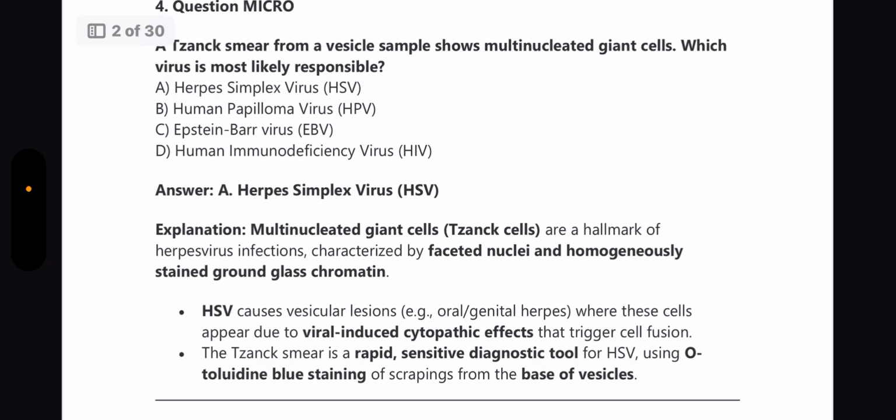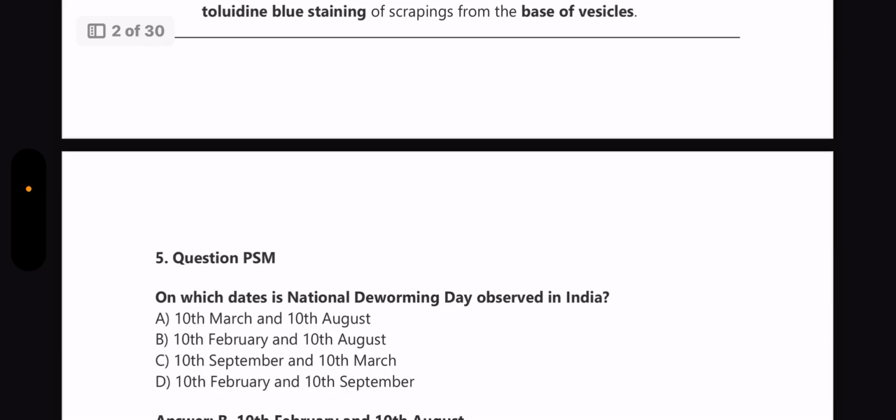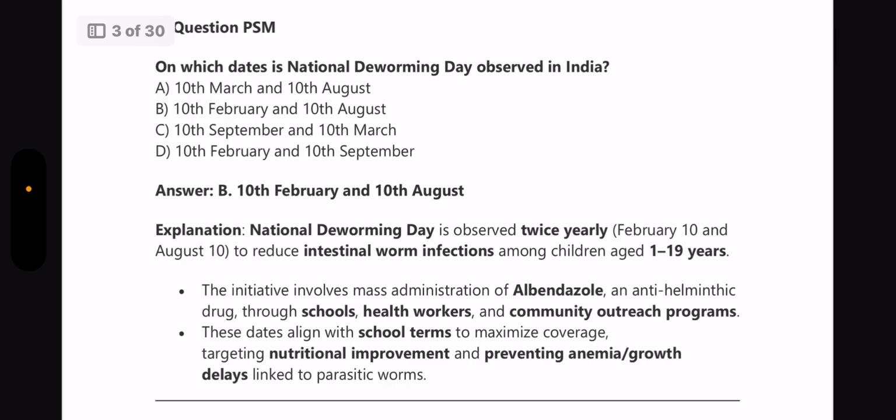Tzanck smear is a rapid sensitive diagnostic tool for HSV using orthotoluidine blue staining of the scrapings from the base of the vesicles. Next question. On which dates is National Deworming Day observed in India? Answer is 10th February and 10th August.